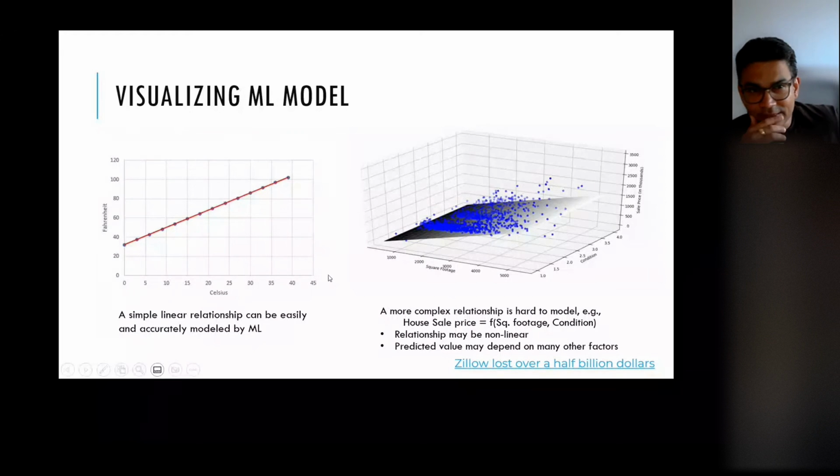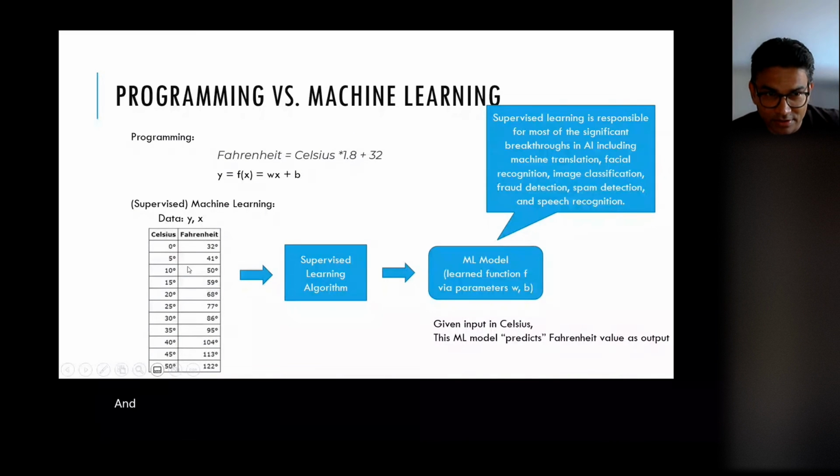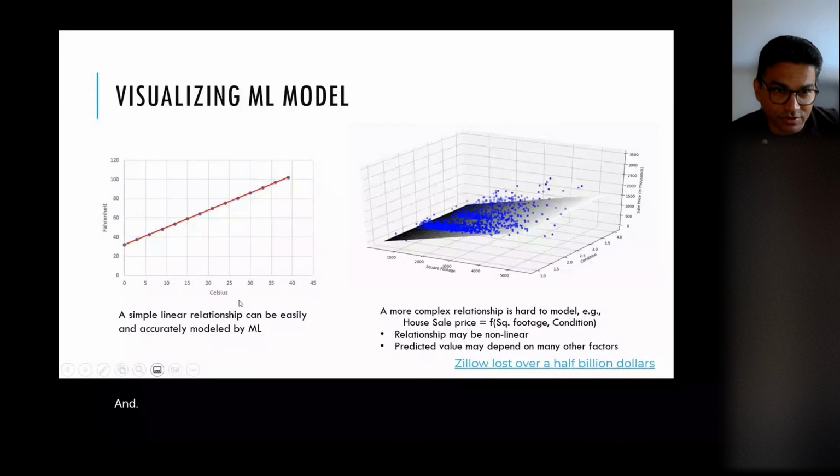So think about, we talked about this model, right? Celsius to Fahrenheit. So how does it look if we want to visualize it? This is a simple linear relationship, right?